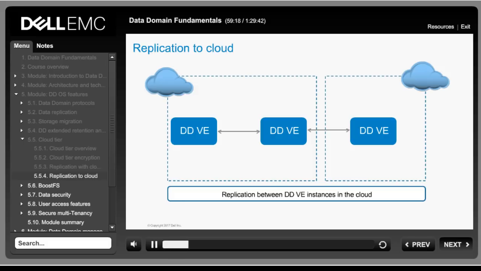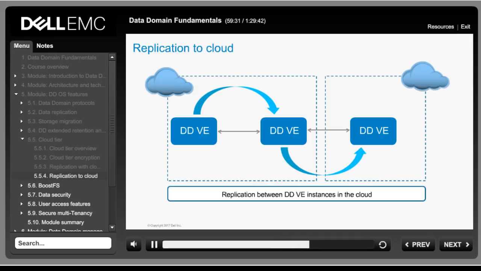DDOS 6.1 introduces replication to cloud, where DDVE instances set up in the cloud replicate from one DDVE system to another. The data backed up with a DDVE in one region can be replicated to DDVE systems configured in the same or other regions.